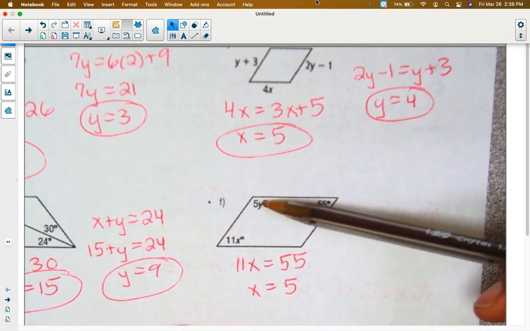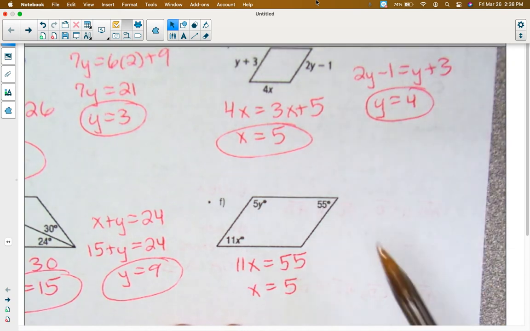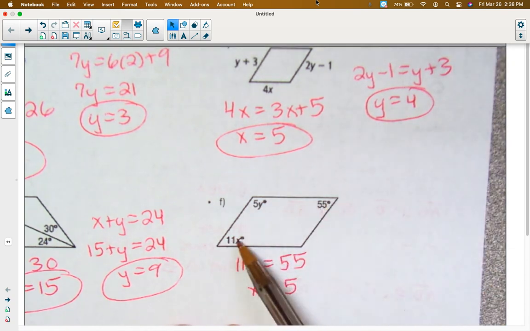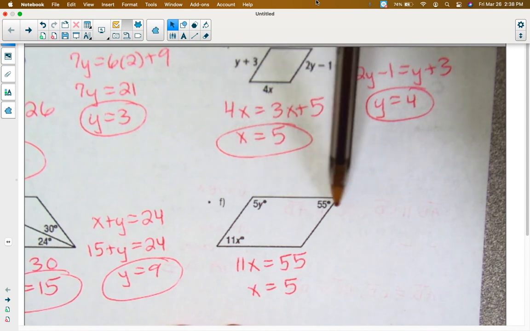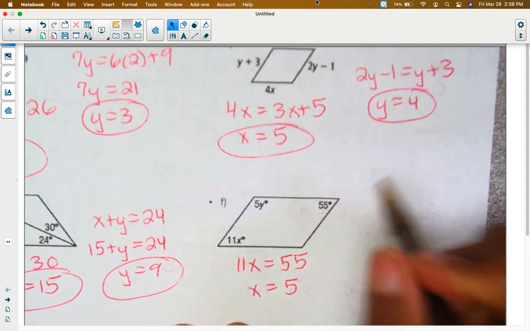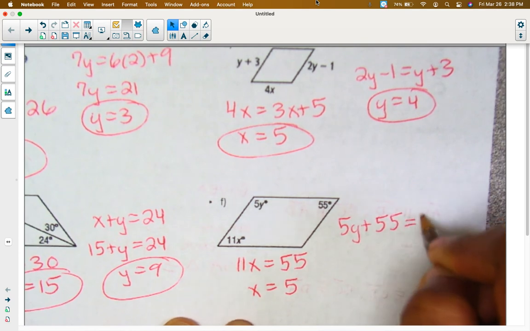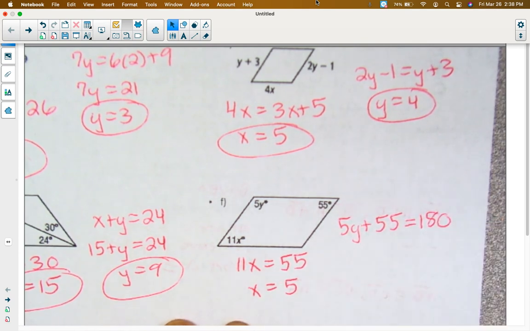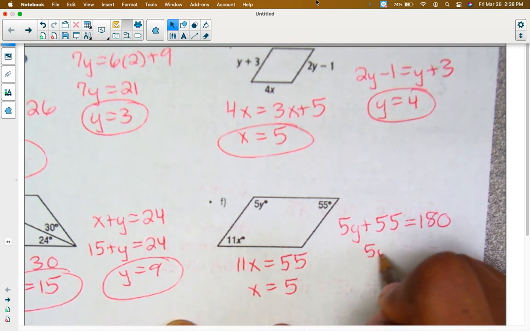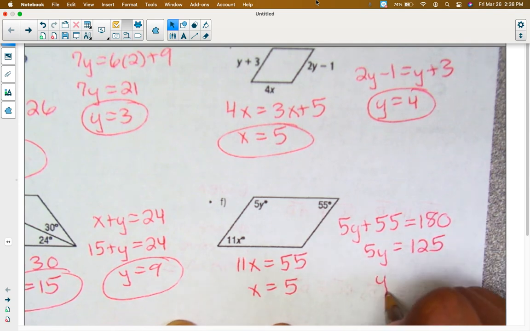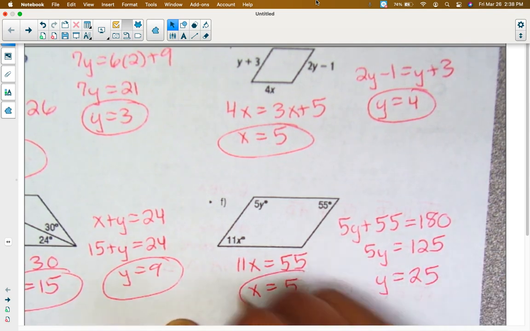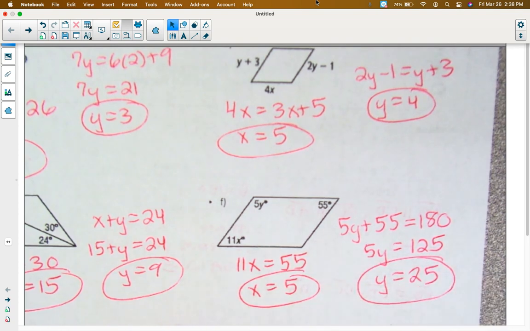And if I'm trying to figure out what y is equal to, so if they're opposite each other, they're congruent. If they're beside each other, they're supplementary. So 5y plus 55 is equal to 180. So beside each other is 180. Across from each other is congruent. So 5y, we're going to subtract 55 from both sides. That gives me 125. 125 divided by 5 is 25. So x is equal to 5 and y is equal to 25.